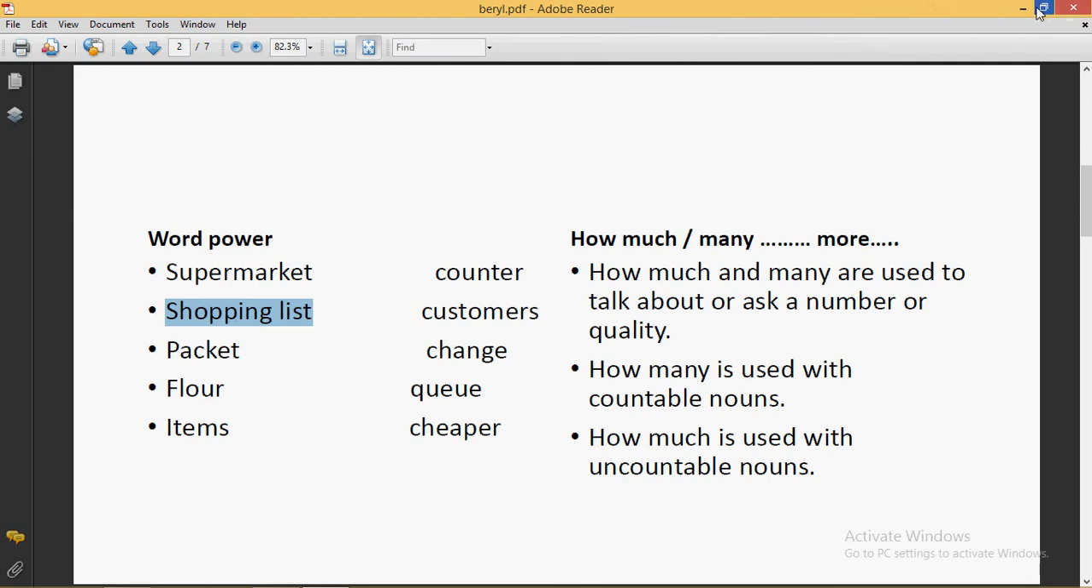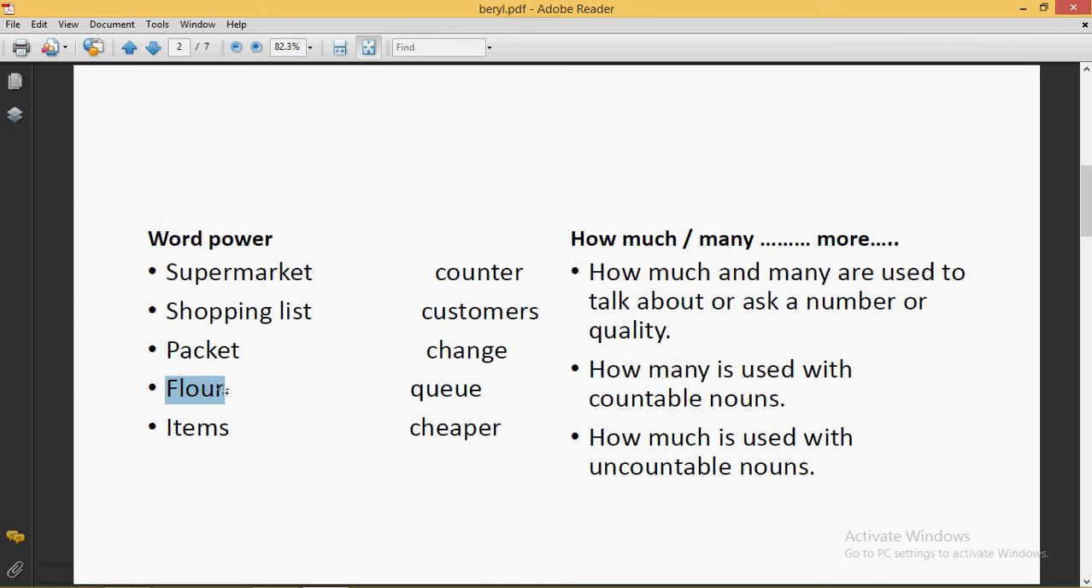Then we have a packet. What is a packet? A packet is something like a box. For example, milk is always in a box. That box, you call it a packet. So when you go to the shop, you say, I need a packet of milk.